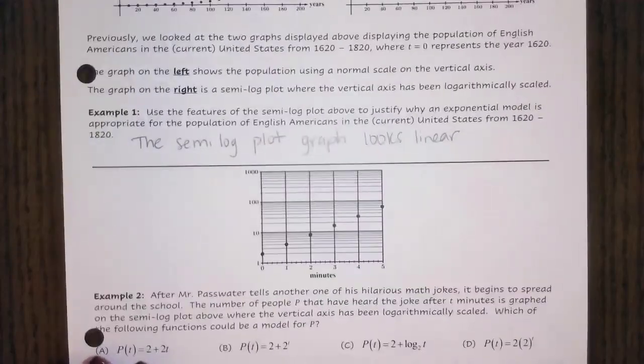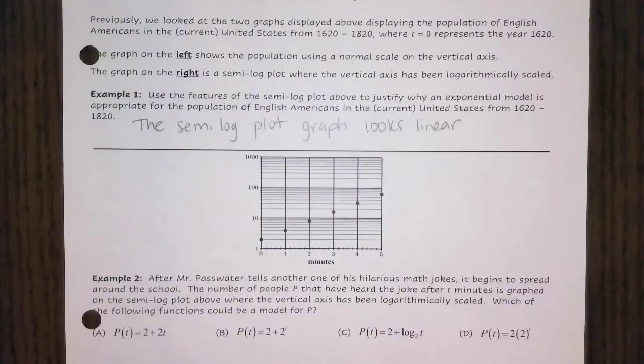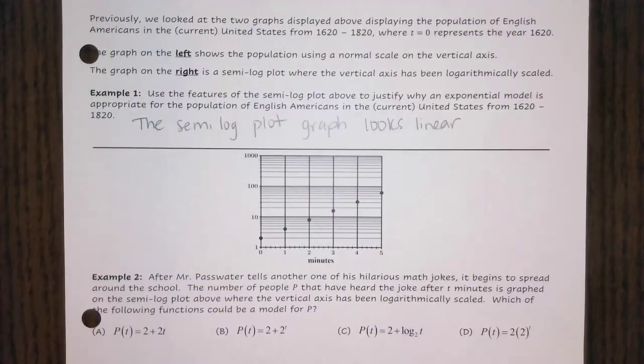Passwater tells another one of his hilarious math jokes, and it begins to spread around the school. The number of people, P, that have heard the joke after 2 minutes is graphed on the semi-log plot above, where the vertical axis has been logarithmically scaled. Which of the following functions could be a model for P?